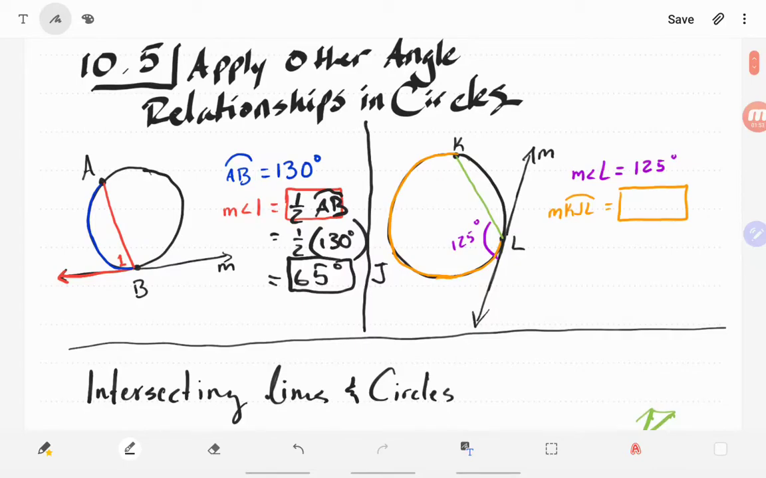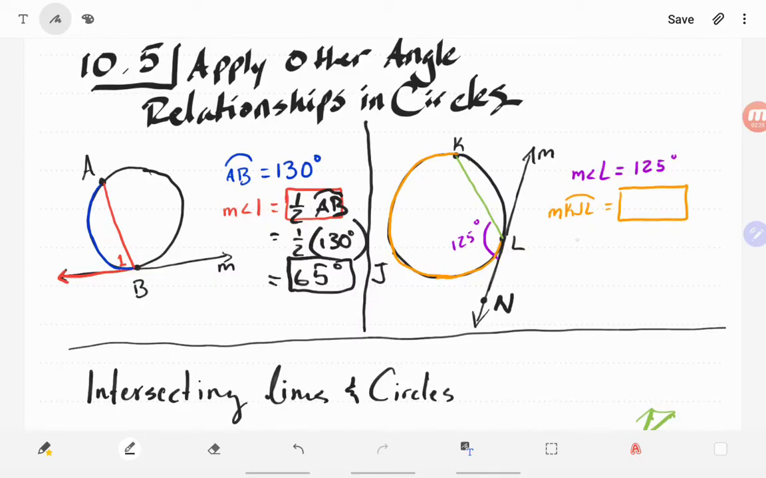So let's look over here at this next example and see if we can figure this one out. Okay, so I've been given KL, and I guess we should put a little point over here. Let's make this N, right? So I've got KLN, and I know that the measure of angle L is equal to 125 degrees. Now, in this previous problem, we were given what the arc measure was. Here we're given what the angle measure is, right?